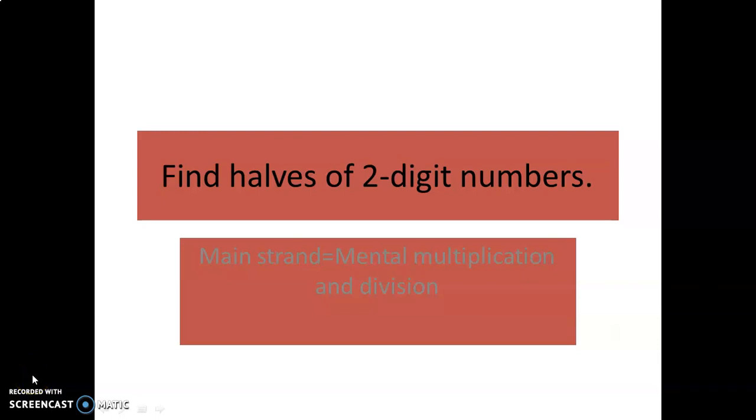Today we are going to look at halves, and our main objective is to find halves of two-digit numbers. The main strand is mental multiplication and division. Last week we were looking at finding doubles of a number by multiplying by 2. This week we are going to look at finding halves of numbers by division. I hope you are going to understand the topic, okay?